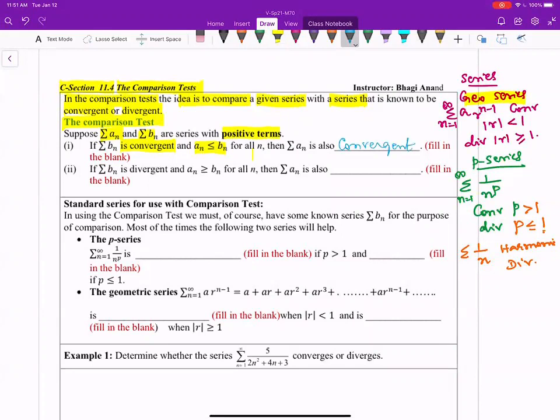So the behavior of sigma bn is the same as the behavior of sigma an. If sigma b sub n, the series that you are comparing to, is divergent, and the nth term a sub n is more than or equal to the nth term b sub n for all n, then sigma an is also divergent.